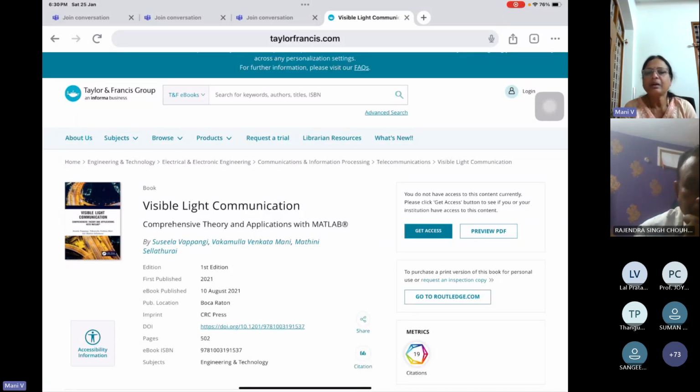Anyway, before going to MIMO, visible light communication is basically used for short distance communication. So we may not use MIMO, because unnecessarily we are putting more burden on the communication system. That is also something we have to look into from the experimental aspect.